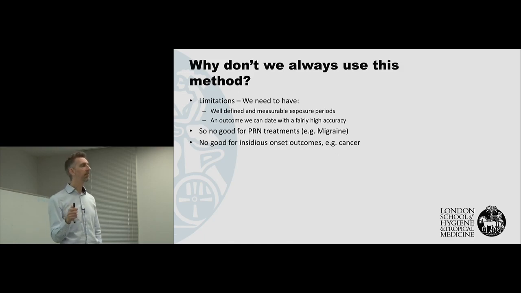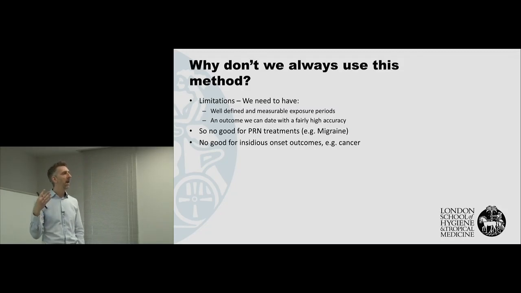But the limitations can be quite major. I already mentioned that we have to be able to define our exposure period well, and our outcome has to be well dated. So this method won't work for treatments that people take as needed. If somebody has migraines and they get a prescription for an anti-migraine pill, they're only going to take it when they think they're going to have a migraine. So on my observation period, I don't know when to put the high risk period. So I can't use it for those kinds of treatments.